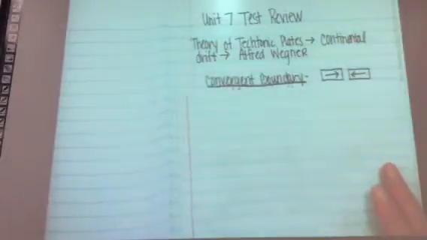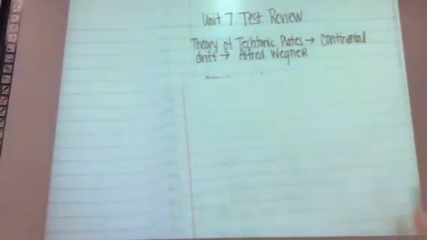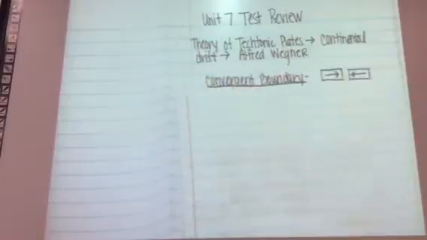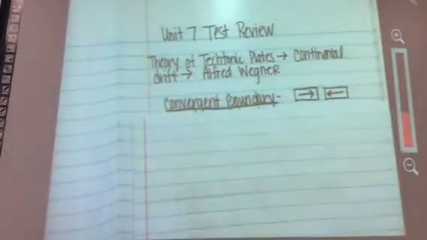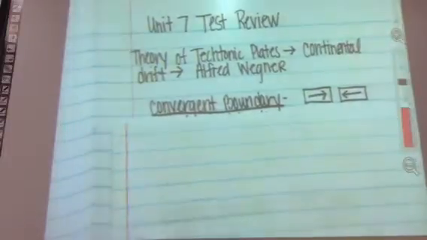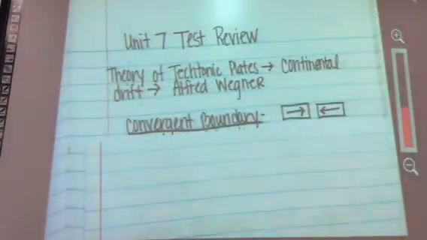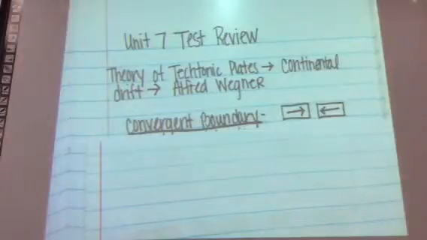All right? So, we have different types of boundaries. What are our three different types of boundaries that we learned about? Convergent, divergent, and transform. Convergent boundaries, we know, go towards each other. They make what, you said? Mountains. They do, okay? Convergent boundaries most likely are going to make mountains, okay?